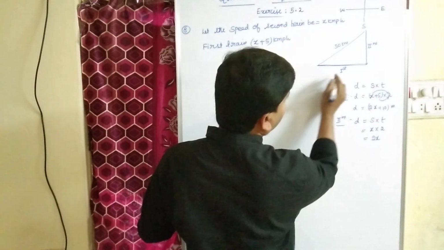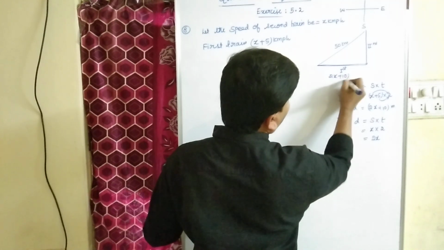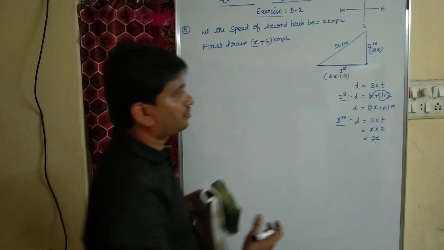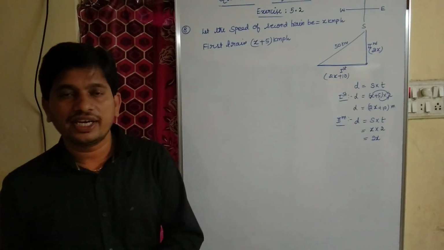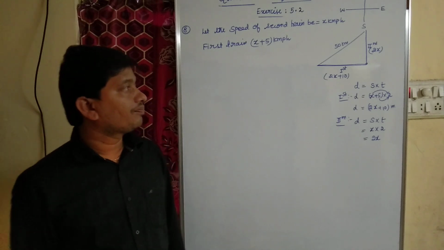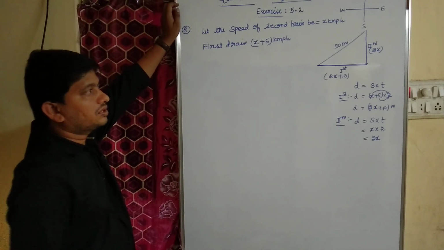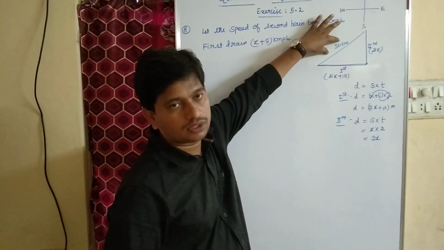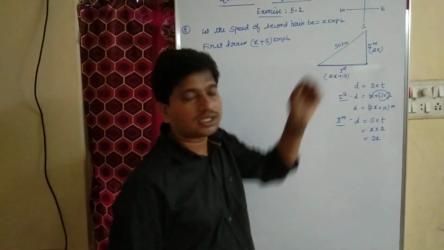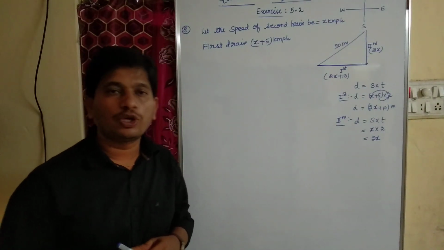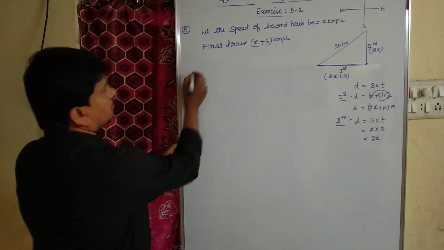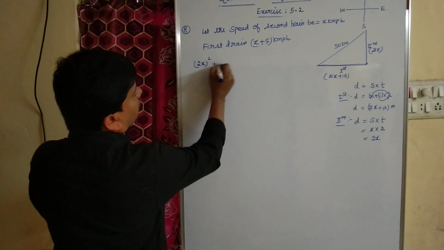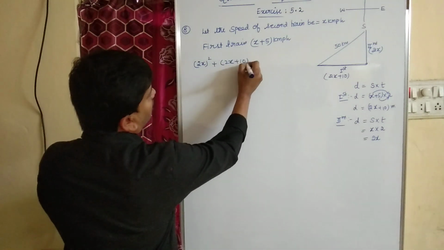So this is the first train. First train is 2x plus 10 and the second train is 2x. They are 50 kilometers apart. Right? Now if you observe, they are 50 kilometers apart, as this 50 kilometers is the hypotenuse and these are two sides of a right angle triangle. So by using the Pythagoras theorem, square of hypotenuse is equal to sum of the squares of the other two sides.